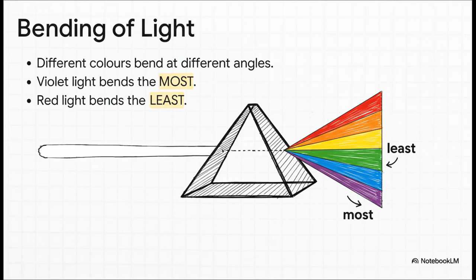But why? Why do the colors split up in the first place? Well, it's because each color of light actually bends at a slightly different angle when it passes through the glass. And here's the key thing to remember, and this is very important for your exams. Violet light bends the most, and on the other end, red light bends the least. This difference in bending, or what we call deviation, is exactly what spreads the colors out and creates the spectrum.